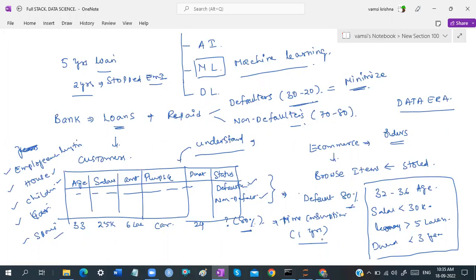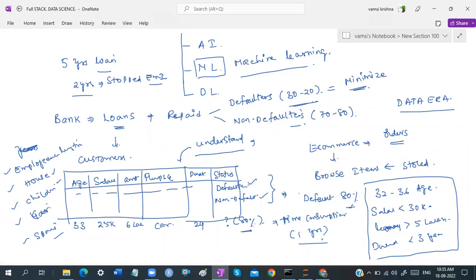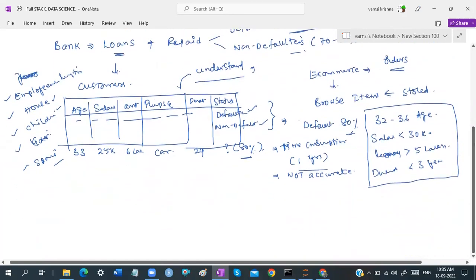Generally, statisticians used to do this kind of analytics. You know what statistics is? It is one of the core areas of mathematics, applied mathematics, where all that analysis is done. And one more thing is that it is not that accurate also. It is 80% accurate, 60% accurate, 70% accurate.